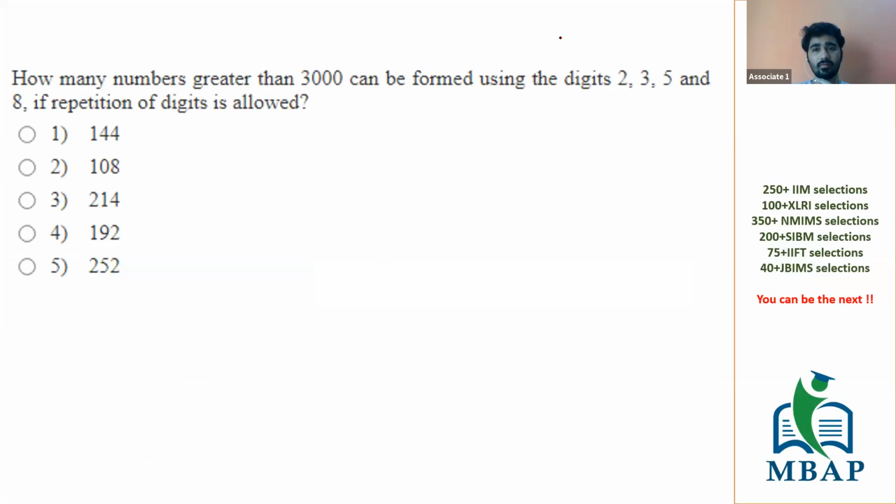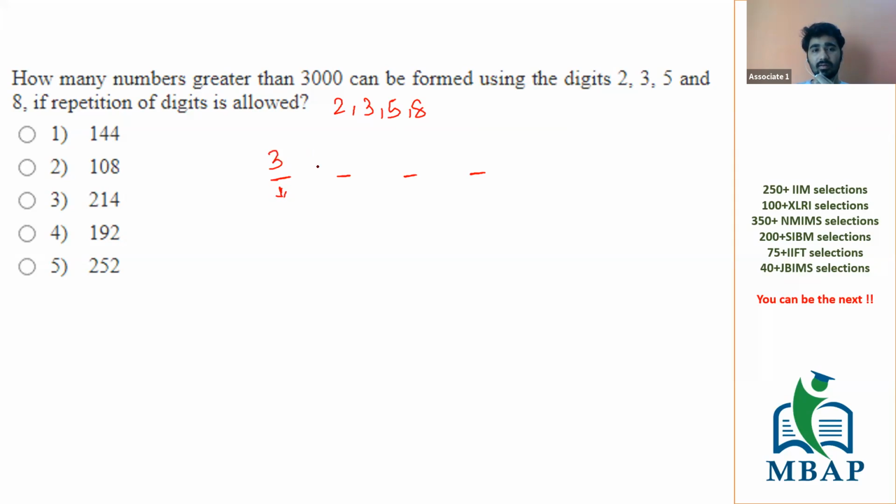Okay. So the first question: how many numbers greater than 3000 can be formed using the digits 2, 3, 5, and 8 if repetition of digits is allowed? Okay. Numbers greater than 3000. So basically, they're asking for a 4-digit number: 1, 2, 3, and 4. We have numbers as 2, 3, 5, and 8. Okay, 4 digits we have. For any number to be greater than 3000, can we have 2 as our first digit? We cannot have that. So for the first digit, how many possibilities do we have? We can select any of these 3 numbers.